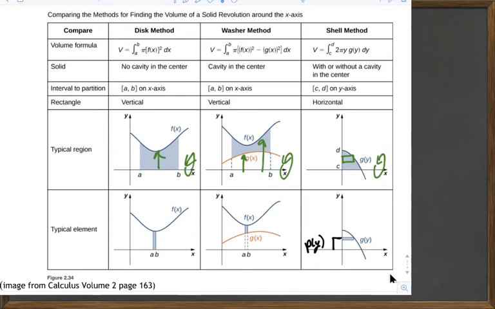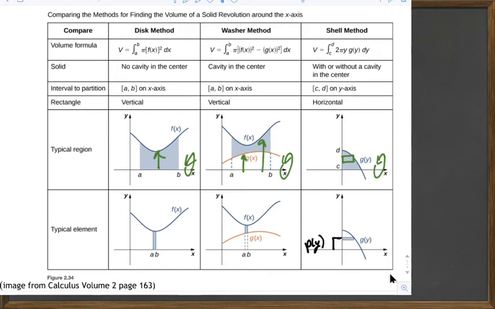Now, if you're rotating around the y-axis or a vertical line, then the disk and the washer method need to be in terms of y, and the shell method will be in terms of x. So you will never be doing a problem with the shell method in terms of x, and then disk and washer in terms of x. They're going to be opposite, okay? All right.